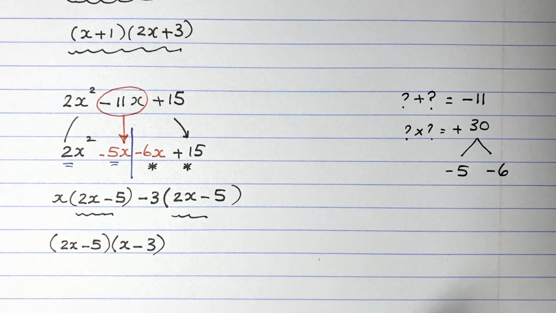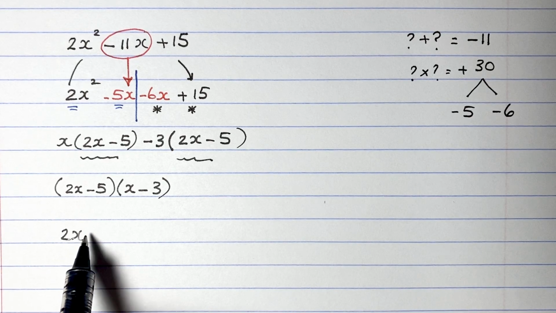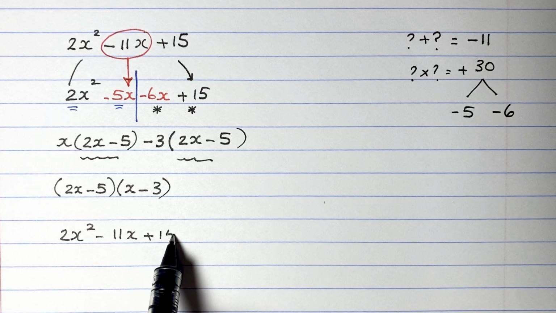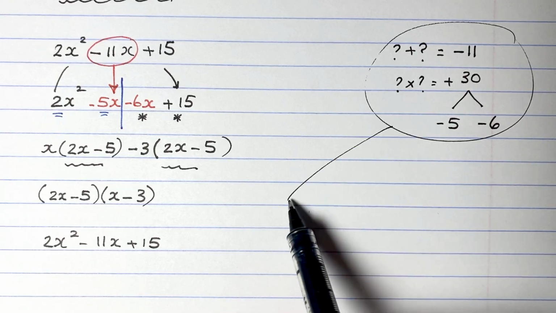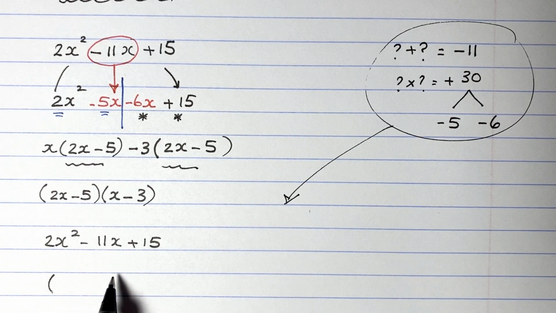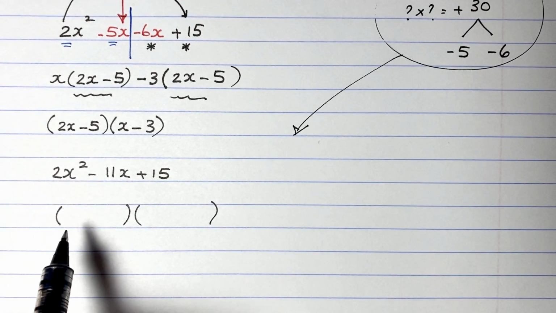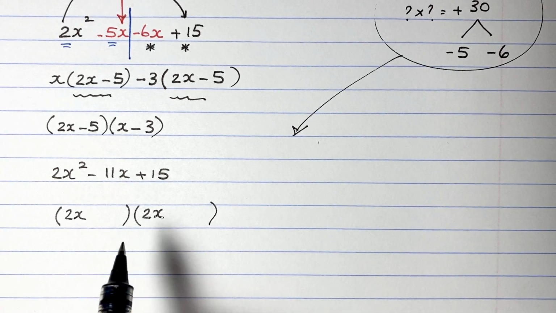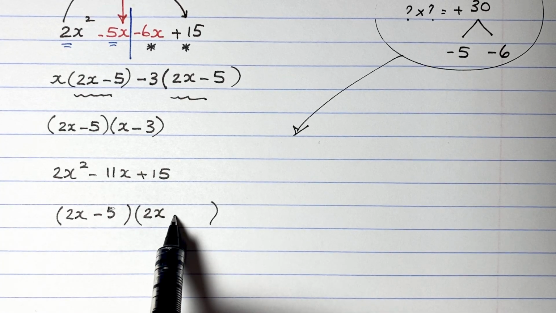Now, using the quick method, of course I have to use the same information here. So I open the brackets, close brackets, because the question started with 2x squared, 2x in each. And I'm putting these two numbers here, minus 5 and minus 6.